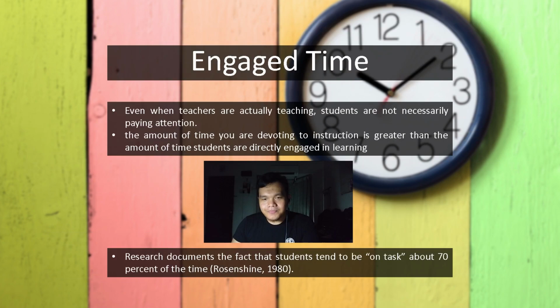Okay, so basically, engaged time is when teachers are actually teaching, but students are not necessarily paying attention. And just like I said, the amount of time the teacher devotes to instruction is greater than the amount of time students are directly engaged in learning, which, of course, is below. As Rosenshine in 1980 used to say, students are on task about 70% of the time. So in the classroom, when you're teaching, 70% of the time they are on task. The other 30%, well, they could be staring out of the window.